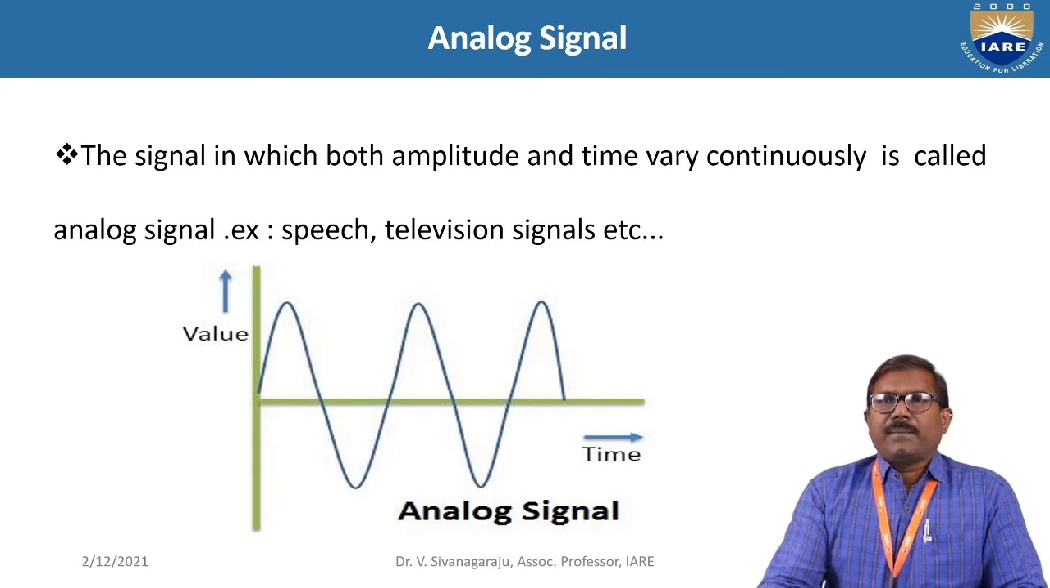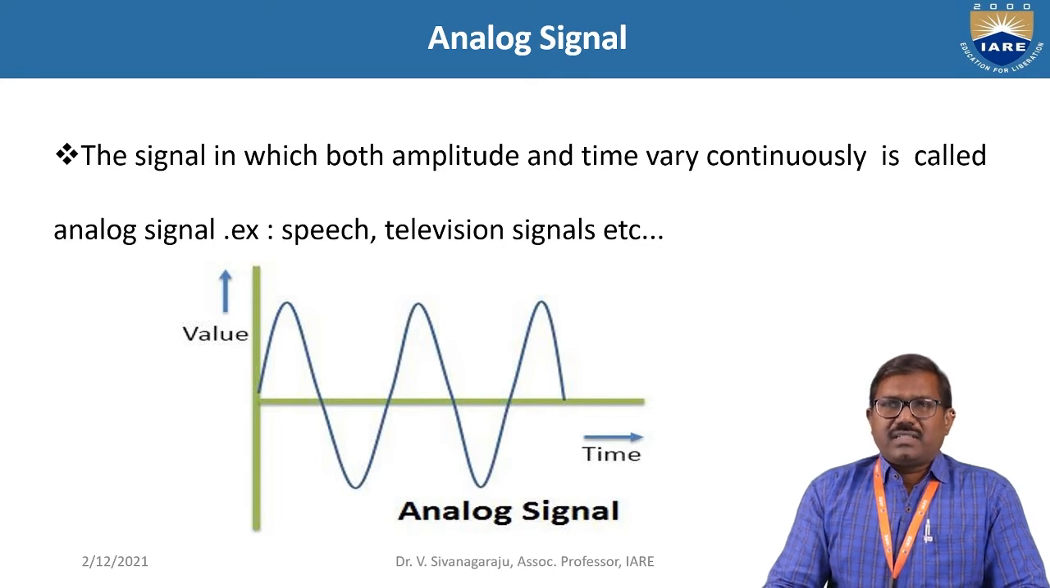So this is our analog signal. Analog, the signal in which both amplitude and time vary continuously, is called an analog signal. An example of an analog signal is speech or television signals. We can see in this picture the sensor signal, which is varying with respect to time.